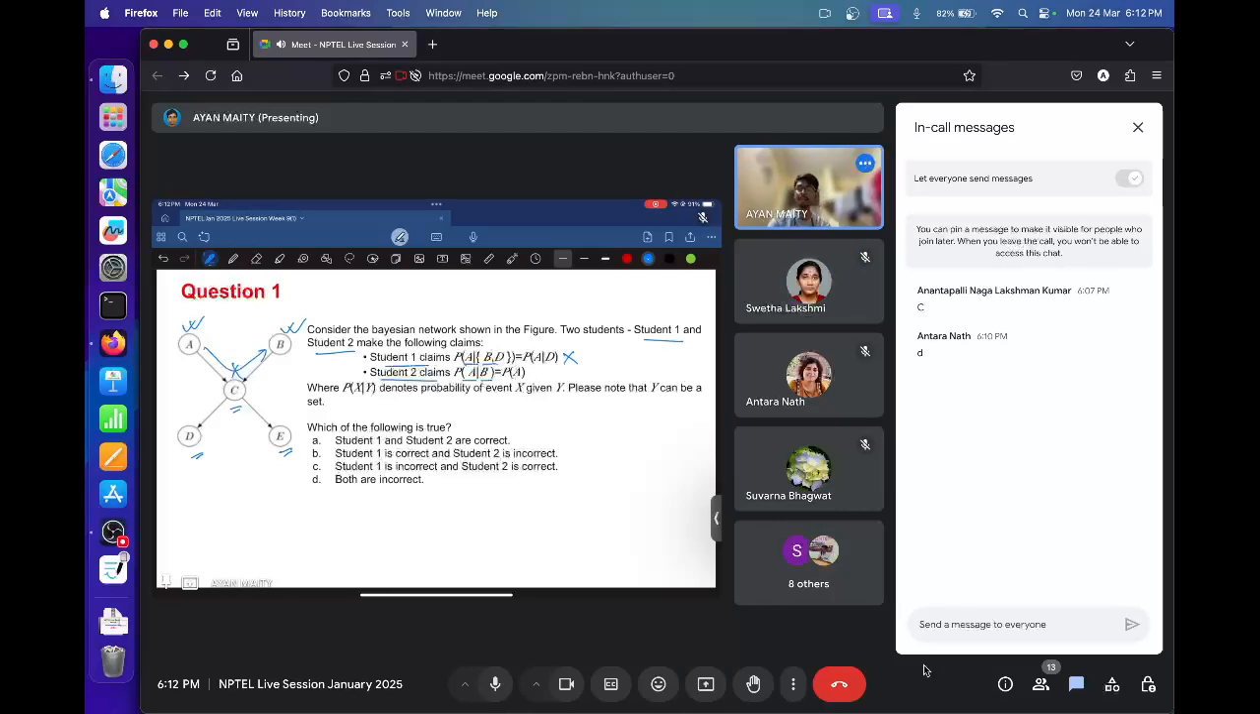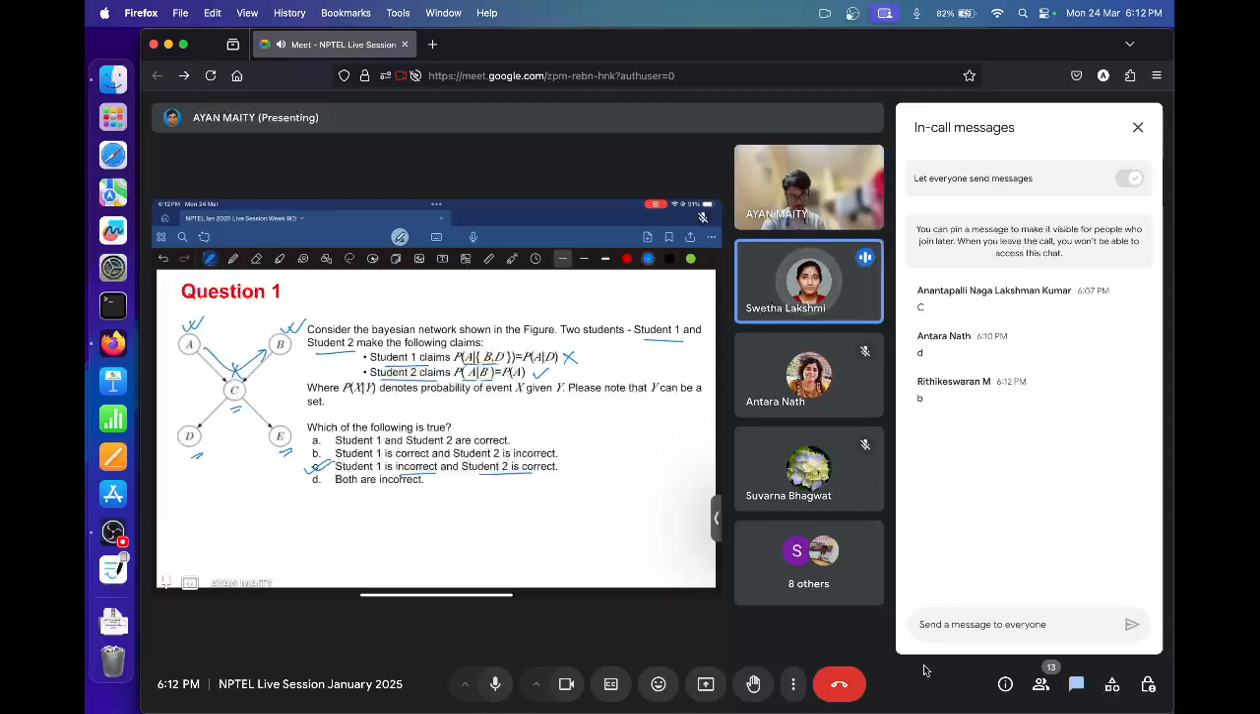So if any descendant of C is given, then that path would not be blocked. But C or any of its descendants is not given, so this path would be blocked at C. If the path is blocked between A and B, then they are independent. So this claim is correct. A and B are independent of each other. So student 1's claim is incorrect. Student 2's claim is correct. So option C is the correct answer.